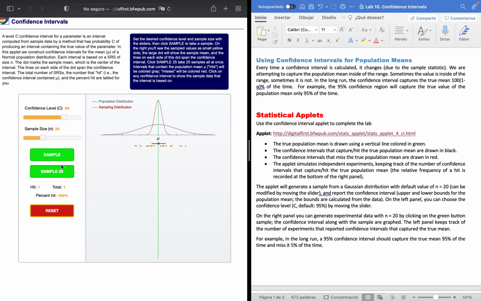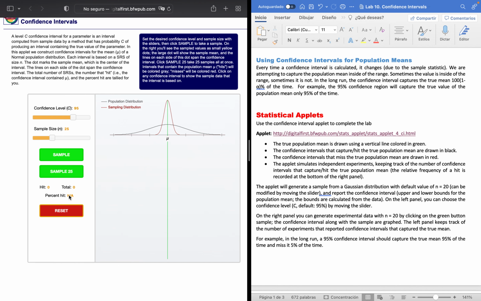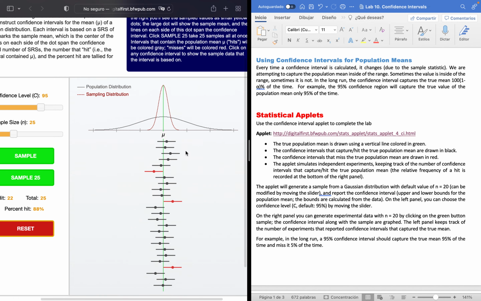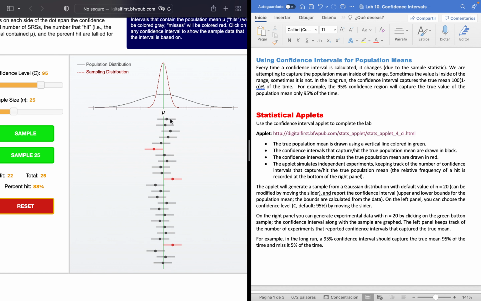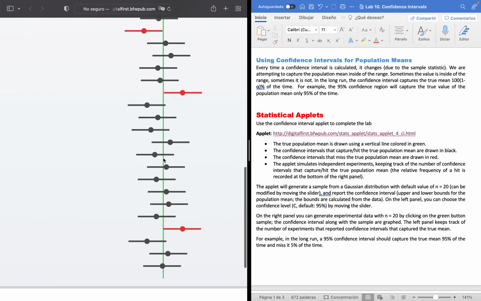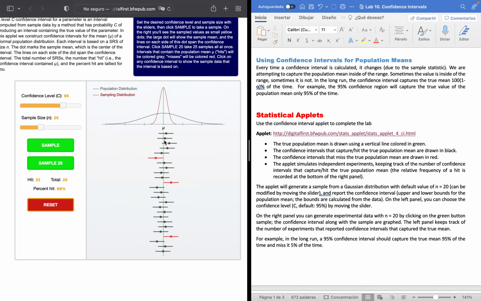What about we do it for sample 25? In this case, we're going to obtain 25 confidence intervals. Before we obtained only one, now 25. Notice how each segmented line with the dot in the middle represents a confidence interval. Notice the ones in red: they do not hit the line in green. That means those intervals don't cover the true population mean.